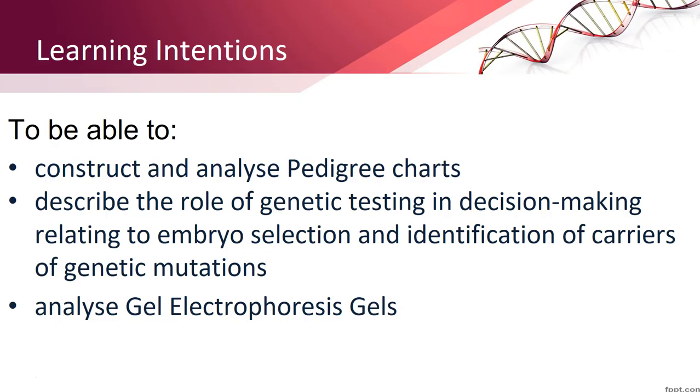After this, you should be able to construct and analyze pedigree charts. So we'll look at how they're constructed and the symbols that we use for them, and describe the role of genetic testing and decision making relating to embryo selection and identification of carriers for genetic mutations. And then the last video that we will do, not actually this one, will be a brief look at a process called gel electrophoresis, and we will actually do this in class as well. You'll actually run a gel in one of our next classes.